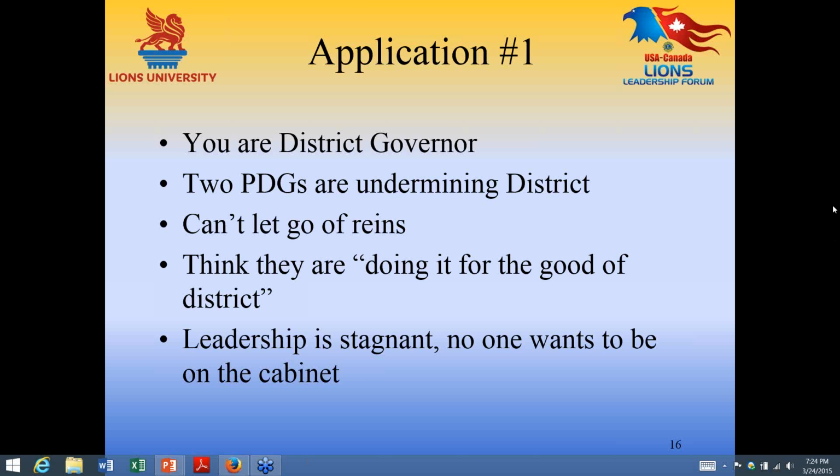What I was going to say, building on all of that, is asking those two to be mentors to the next cabinet or members of the cabinet, so they can share that knowledge and build up the leadership at the same time.